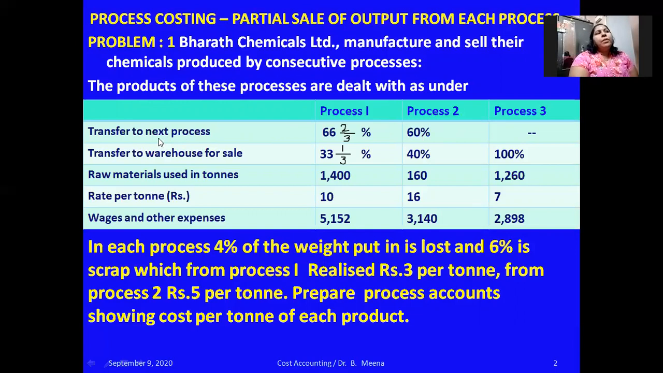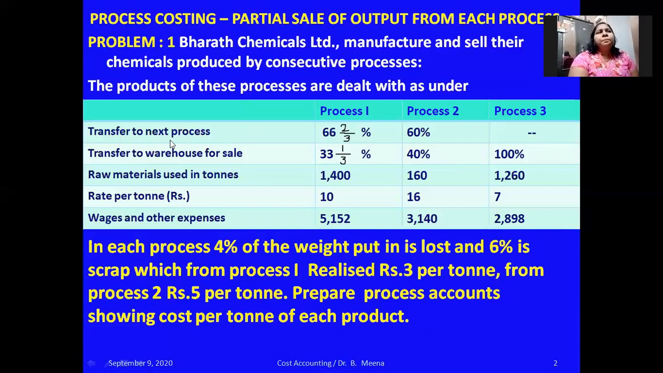Say for example, the first one, transfer to next process. Whatever output you are getting in process 1 will transfer to process 2 to the extent of 66 2/3 percent. Whatever output we are getting in process 2 will transfer to the next process to the extent of 60 percent only. So this is the real meaning of this information.